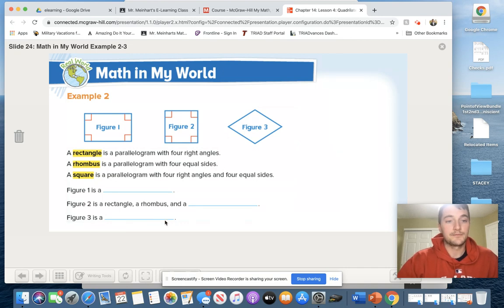All right. A rectangle. So this will tell you the definition. So what I want you to do is pause the video, read the definitions, and then tell me what figure 1 is, figure 2, and figure 3. Fill in those blanks. Pause the video and do that now. All right, so figure 1 is a rectangle. Figure 2 is a rectangle, a rhombus, and a square. And figure 3 is a rhombus.